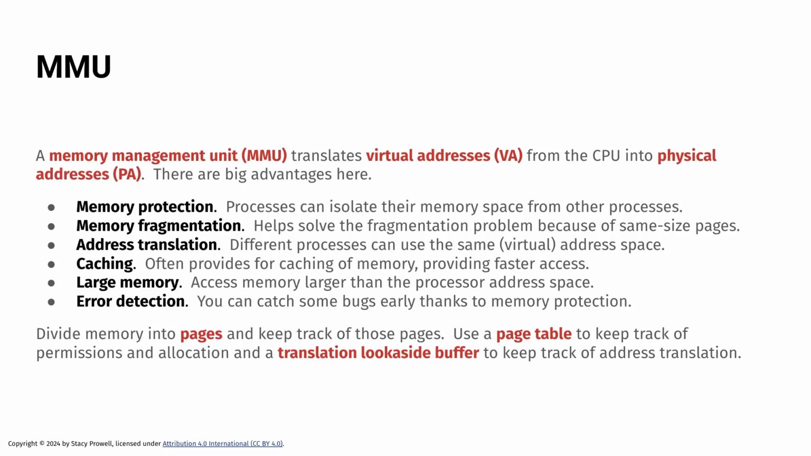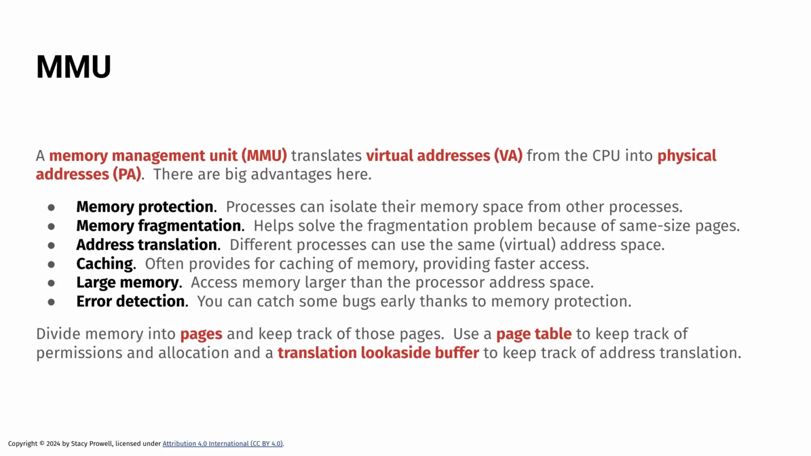Error detection. I can catch a lot of bugs early thanks to memory protection. I compute a bad address and try to read from it, but there's no memory there. Nothing has been mapped there, and so I get an exception. Or I try to execute some stuff at memory that is not marked as executable. Those are ways of finding out, usually through a segmentation fault, that I have a problem in my program.